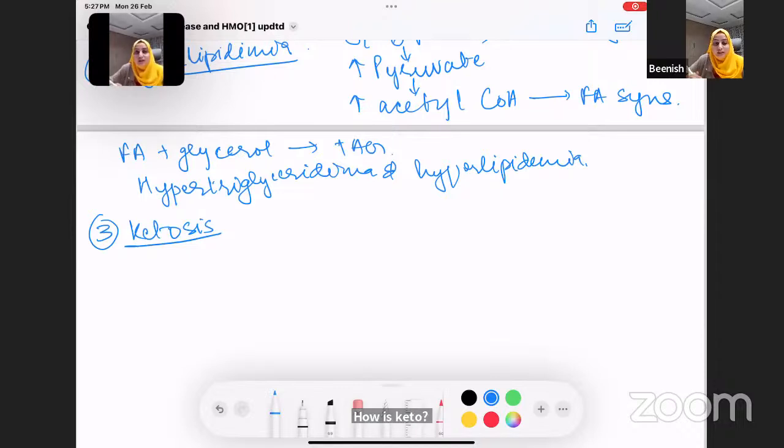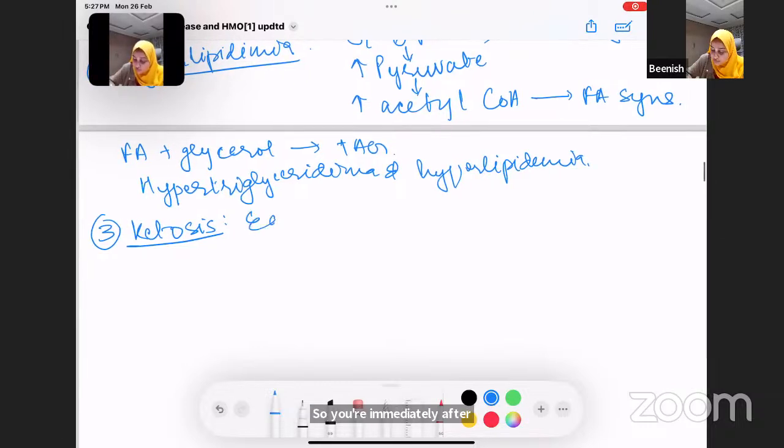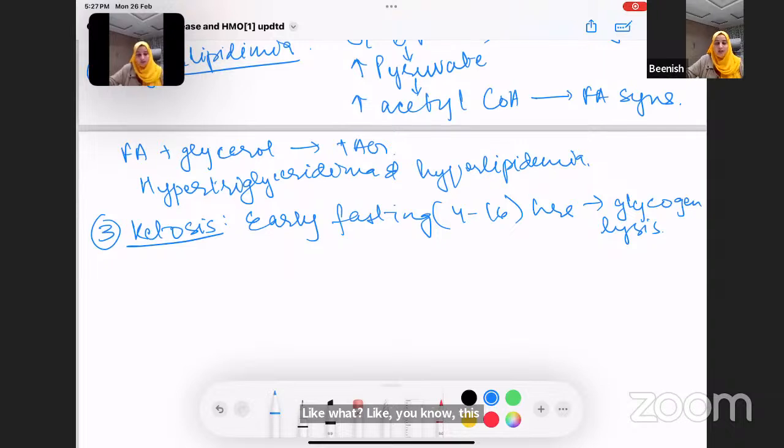So we have seen that the early fasting state, where glycogenolysis was taking place, has been bypassed because glycogenolysis is being inhibited. There was an early fasting state, which we had studied already, 4 to 16 hours, and this is where glycogenolysis was taking place. Now what happens? Glycogenolysis does not happen, so you immediately enter into the second stage of fasting.